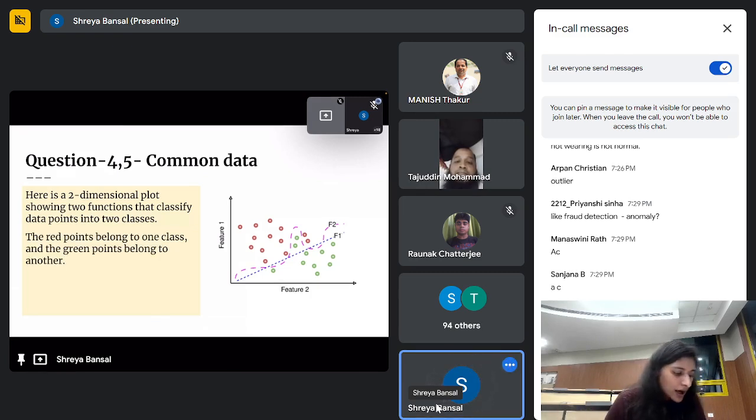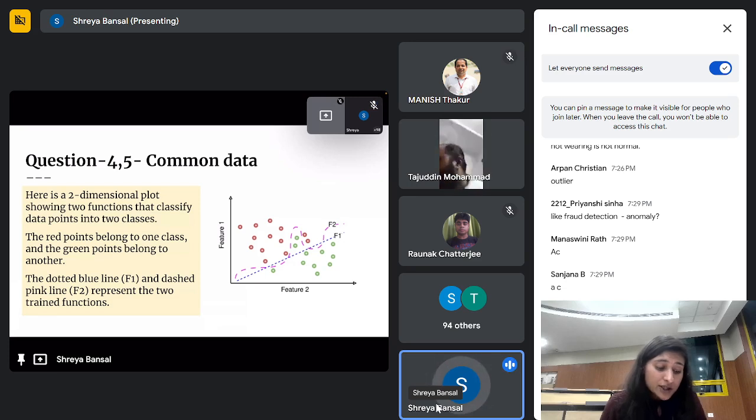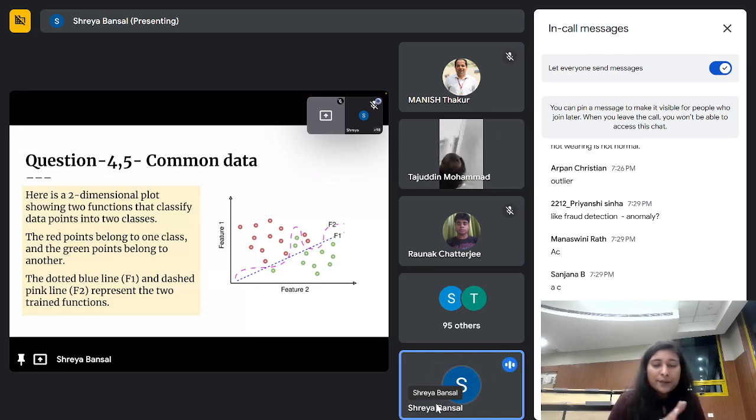Just an example. Now two lines are given to you, because classification actually means to separate two classes with the help of some boundary. That is called classification, just separating the two things. We have one blue dotted line from which the classes are separated. Another line is this pink dotted line, which separates all the points accurately.